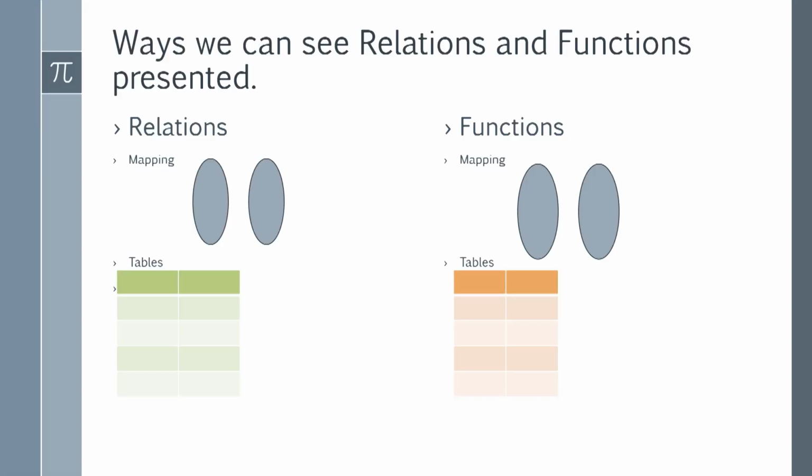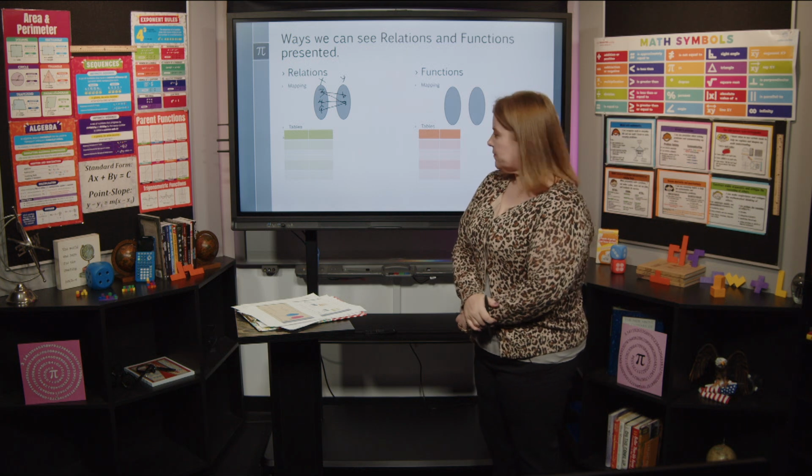Ways we can see relations and functions. This first is called mapping. We just use the mapping. It looks for my x values and my y values. For a relation, I'm going to have multiple outcomes for one input.